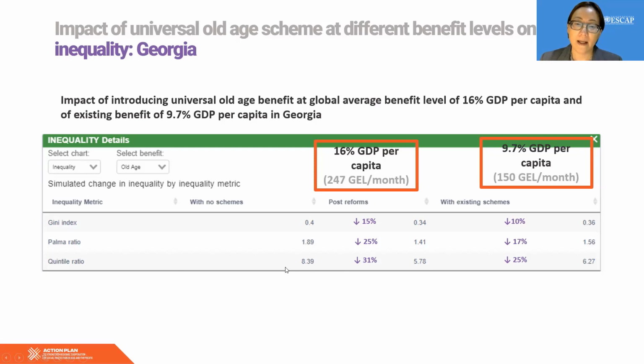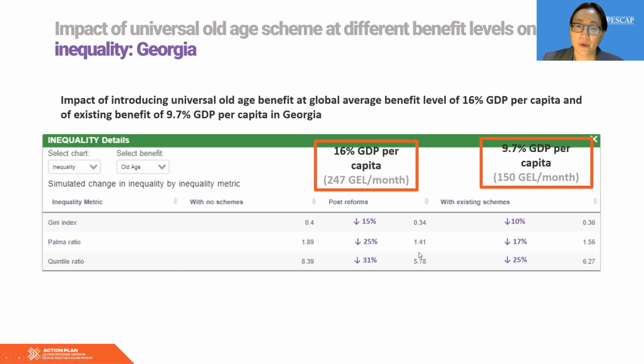reducing inequality. So the quintile ratio, for example, with no schemes in place, the top 20% of earners in Georgia would be earning 8 times the income of the poorest 20% of the population.